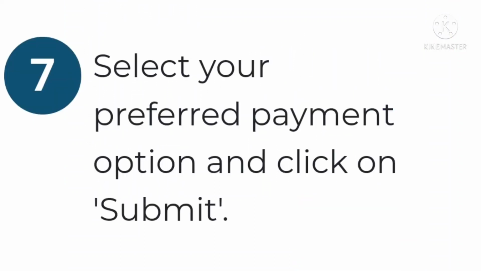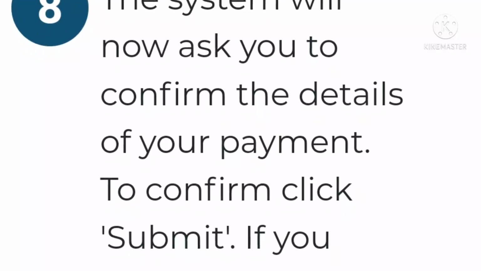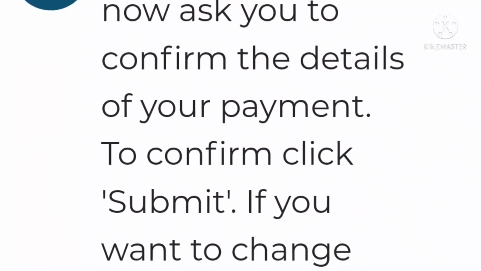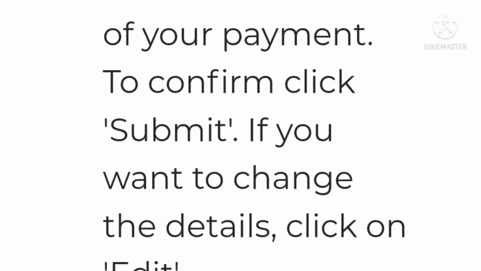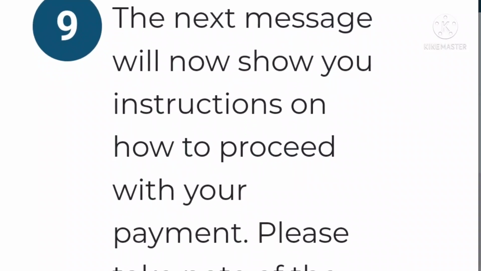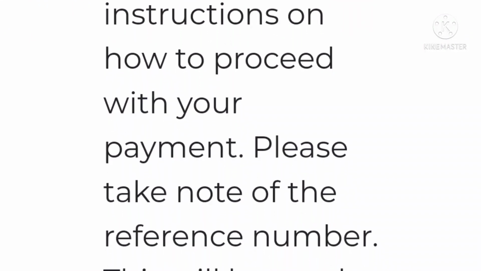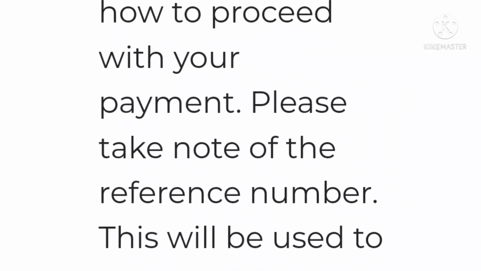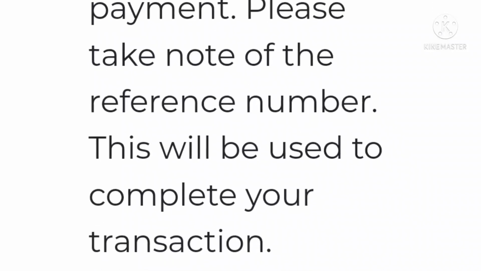Step 7. Select your preferred payment option and click on Submit. Step 8. The system will now ask you to confirm the details of your payment. To confirm, click Submit. If you want to change the details, click on Edit. Step 9. The next message will now show you instruction on how to proceed with your payment. Please take note of the reference number. This will be used to complete your transaction.